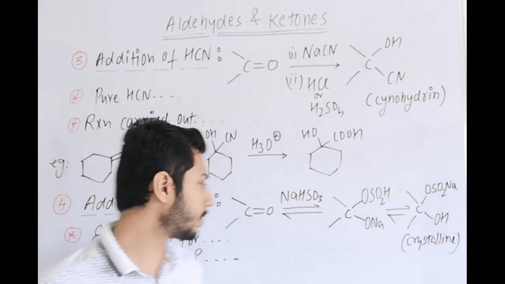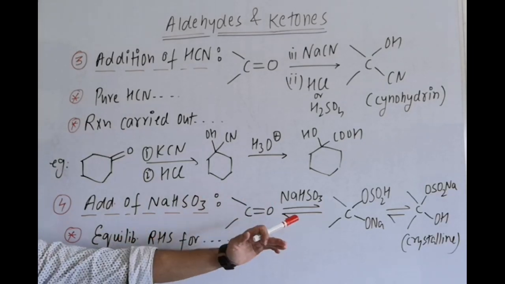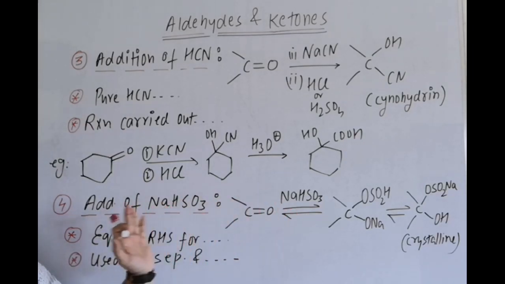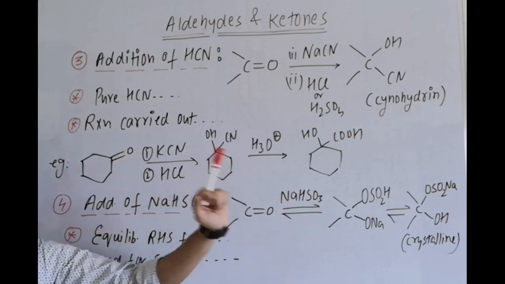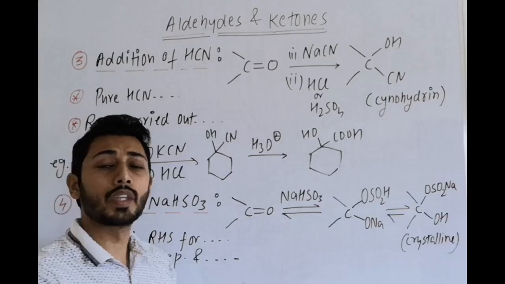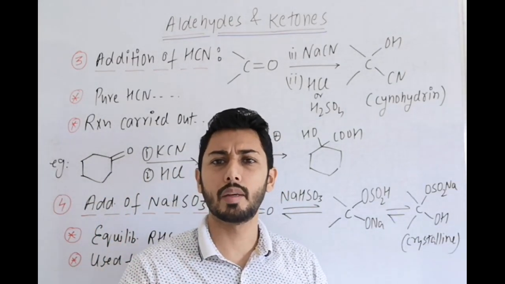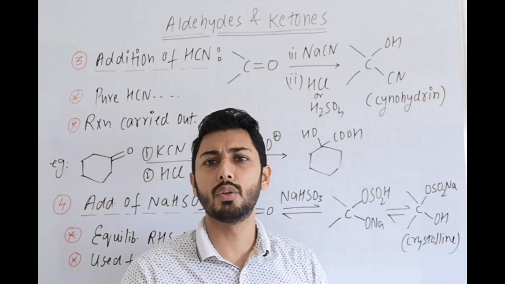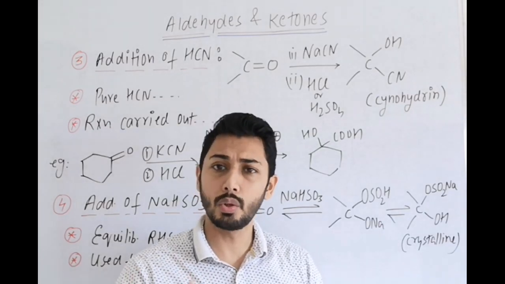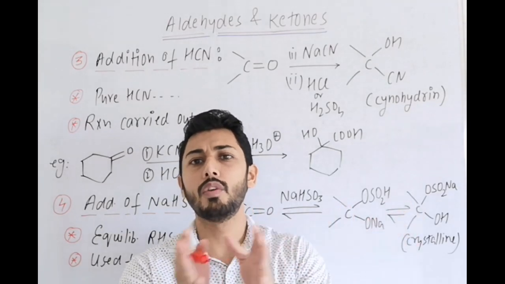Now, what are the uses of this reaction? First point: the equilibrium is in the right-hand direction for aldehydes. That means aldehydes are faster in reactivity, the equilibrium is more towards the forward direction, and for most ketones the reaction goes in the backward direction. Why? Because of steric crowding or steric repulsion. Mostly ketones will not react; acetone reacts.